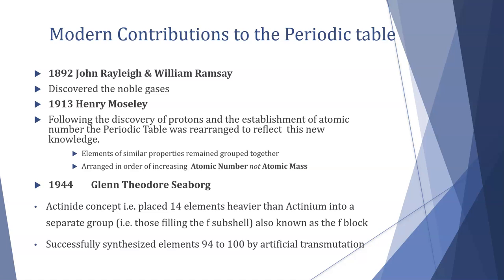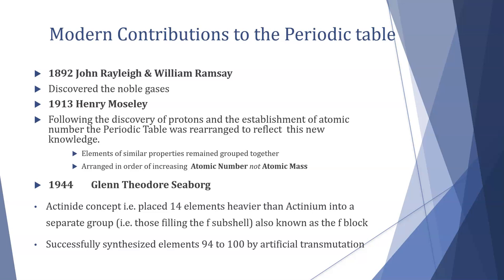So following on from Mendeleev, there were a number of notable discoveries that pushed our understanding of chemistry forward. You don't need to know the dates or the people in particular, but you should have a general idea of how the knowledge was built up over time. That is, in 1892, so almost 30 years after Mendeleev, Rayleigh and Ramsay discovered the noble gases, which had not been known up until this point.